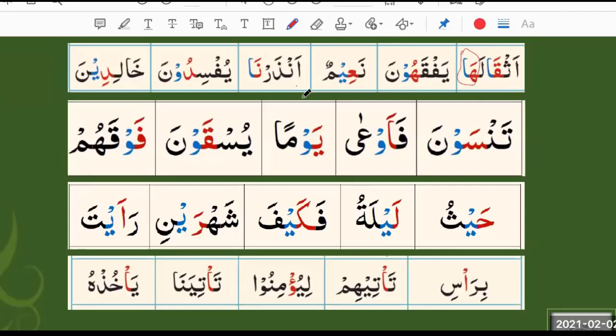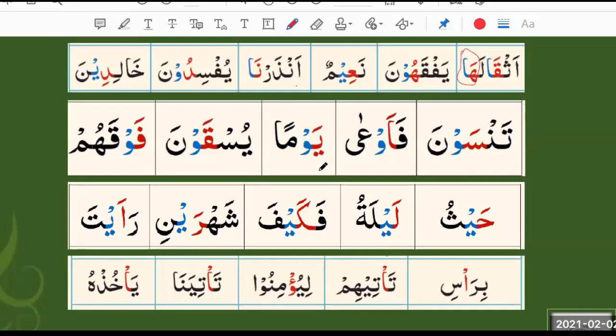Anzarna. Yufsiduna. Khalidina. Tansawna. Fa'a'a. Yawman. That, you know, is just a gliding sound, not like yo. We cannot say yo. If it looks like yo, then you are prolonging like a harf madd. It's just yo and then man. Yawman. Well done.